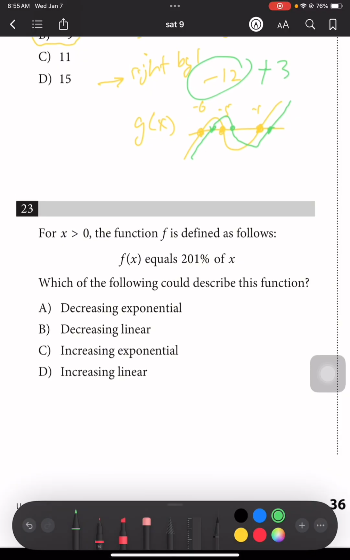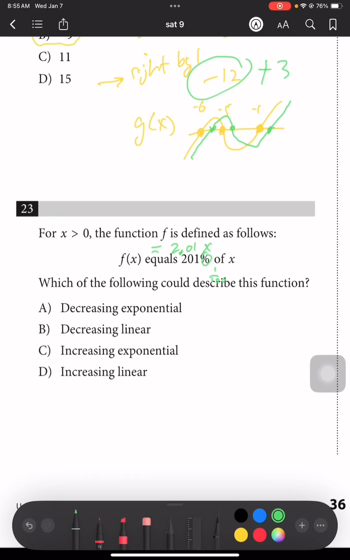23. Okay, which function could describe this? So this is equal to 2.01. Remember the percent, we substitute that in as 1 over 100, which means moving the decimal point. That's why I got 2.01 to the power of x. Okay, which function could describe this?